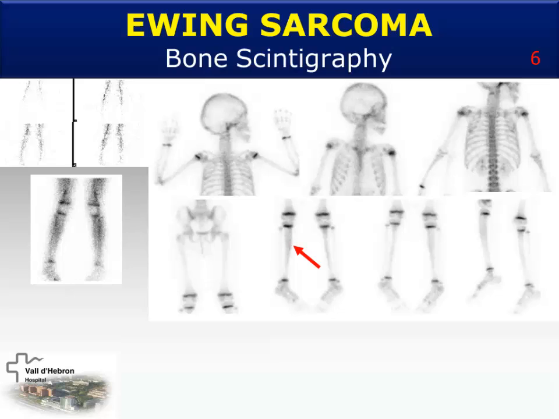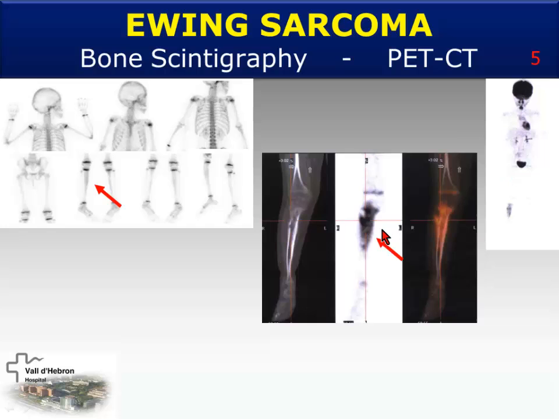Or, for example, in this case of an Ewing sarcoma of the right tibia, look at the very mildly increased uptake here. It's very difficult to suggest to the pediatricians that this is an Ewing sarcoma, and it's much easier to study with PET FDG. Look at the image with a PET FDG and compare this uptake with this one. I think that in the future, I don't know if you agree, the sarcomas will be followed with FDG and not with a bone scan.